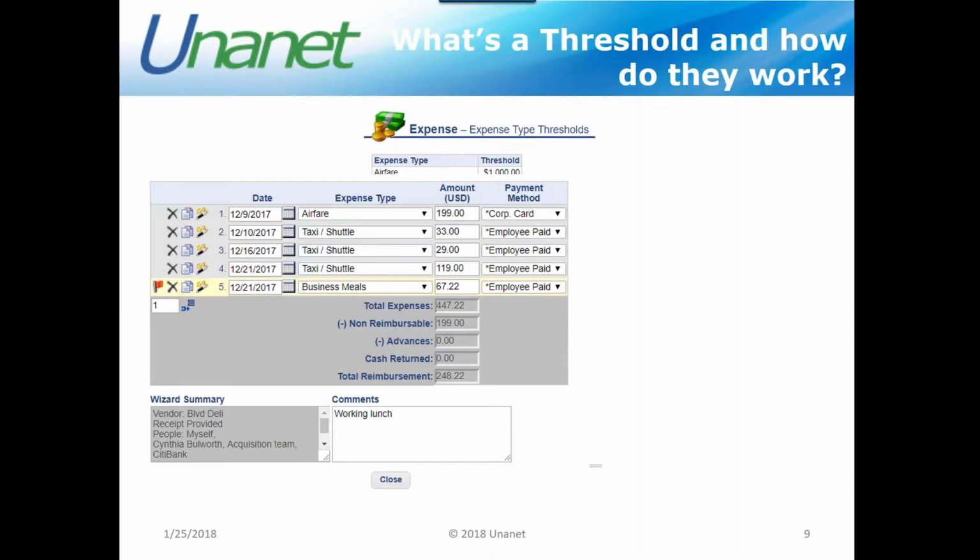When I submit it, and yes, it will allow me to submit it, the approver is going to see that flag as well, which is just a visual cue to them that they need to take a look at that because it is in excess of it.